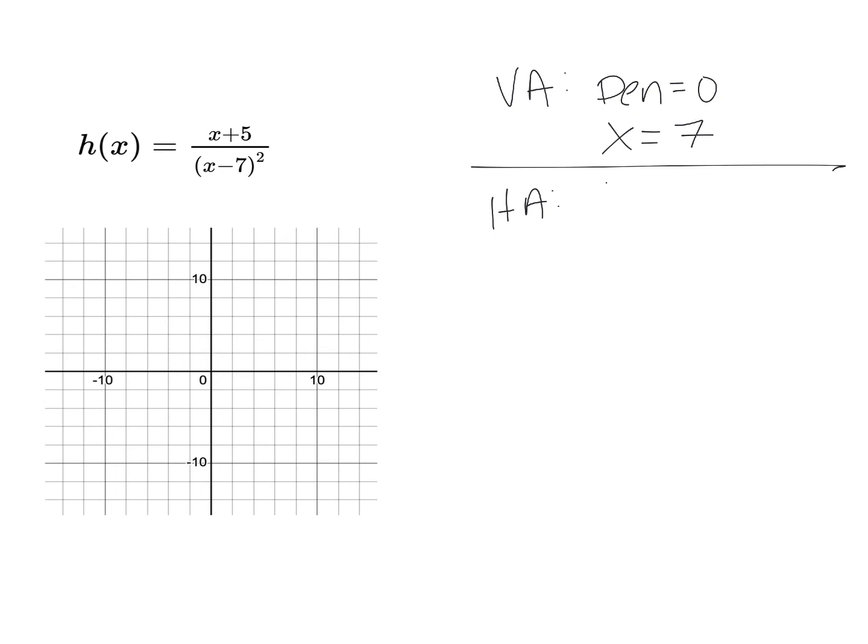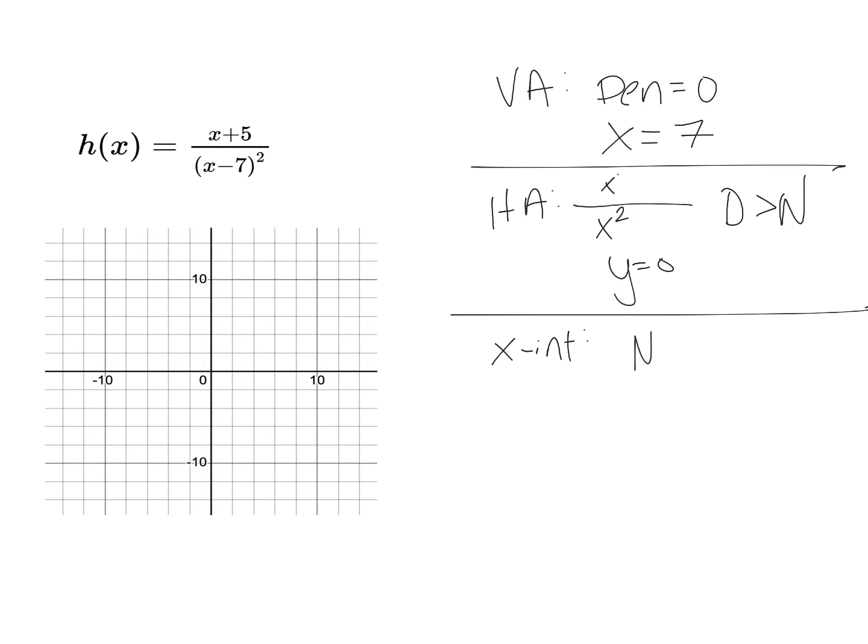I want to now look at my horizontal asymptotes. Up top is a linear term of x to the first plus 5. Down the bottom, even though it is factored, is actually a power of 2. So for my horizontal asymptote, the degree of the denominator is larger, so my rule is 0. So now we have those two components in place. Can I find any x-intercepts? When does the numerator equal 0?